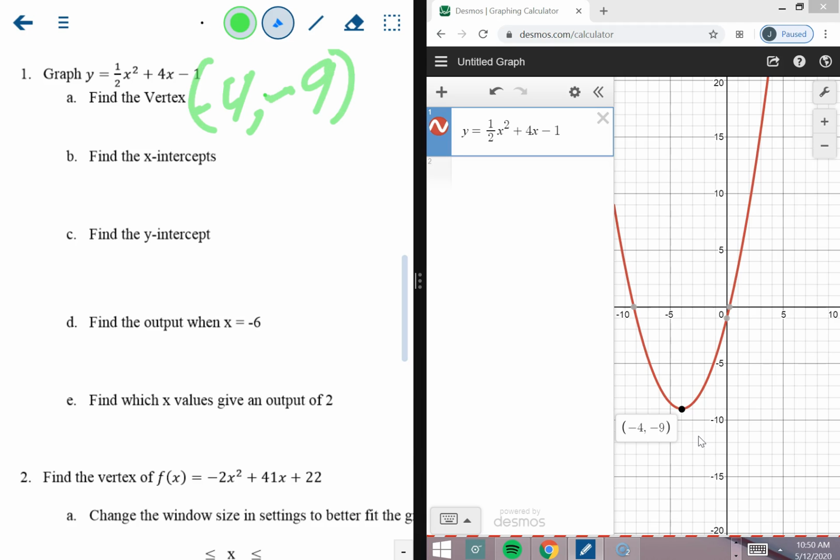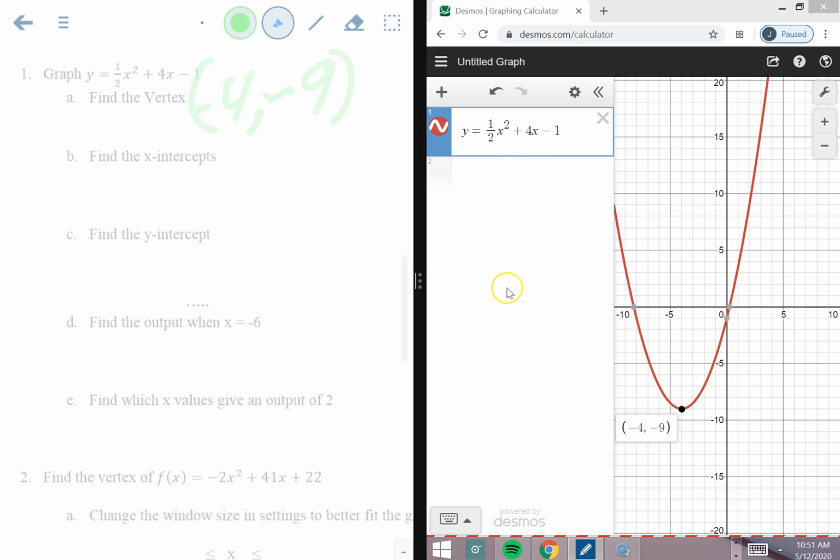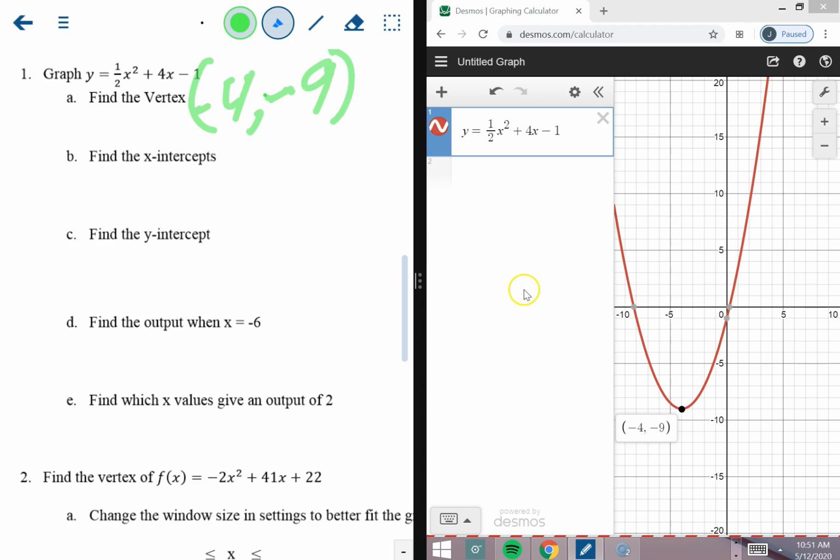All right, good enough. Find the X-intercepts. Okay, now again, normally without graphing, we have to find the X-intercepts. We have to factor it. Now this is unfactorable, so it'd be impossible. You'd have to use the quadratic formula. But instead, we could just graph it and find the X-intercepts this way.